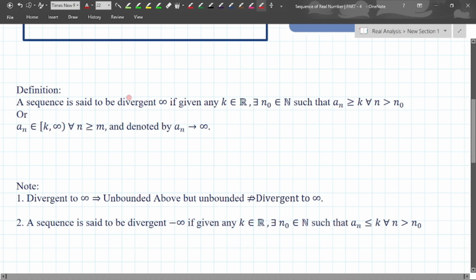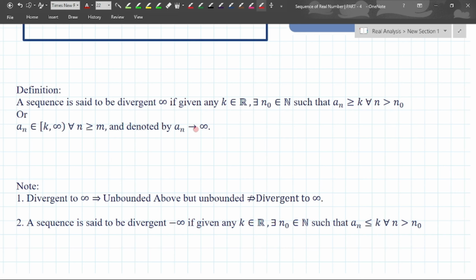A sequence is said to be divergent to infinity if, given any k belonging to R, there exists n naught belonging to natural numbers such that a_n is greater than k for every n greater than n naught. Or we can easily say that if the terms of my sequence are going to infinity, it means a_n is going to infinity as n tends to infinity. That's when my sequence is divergent.